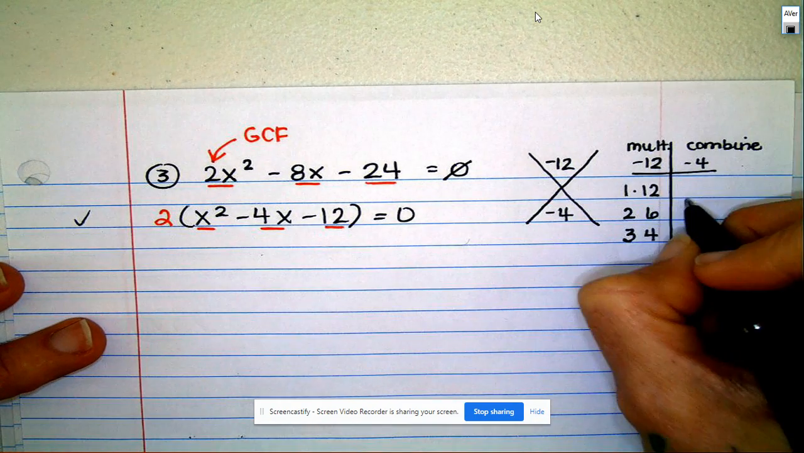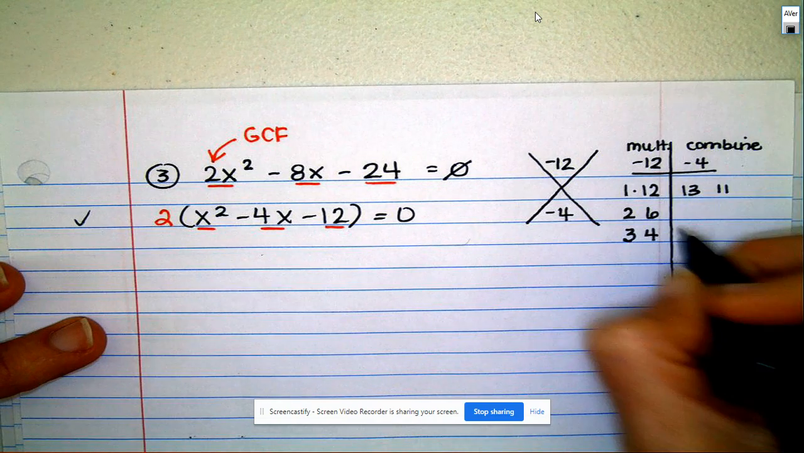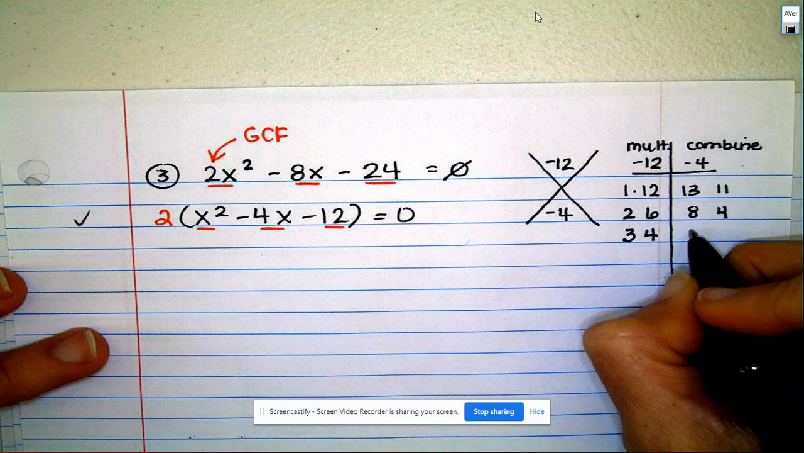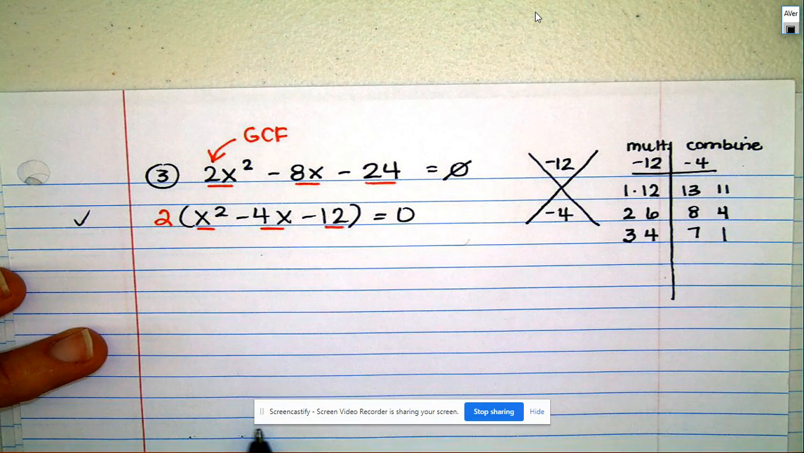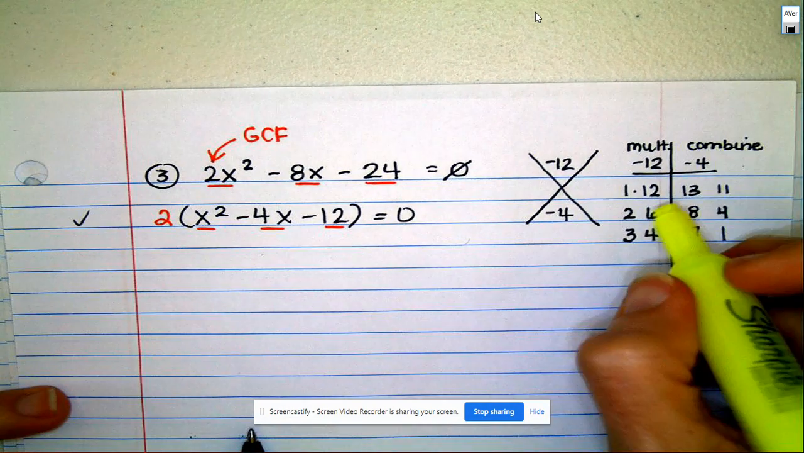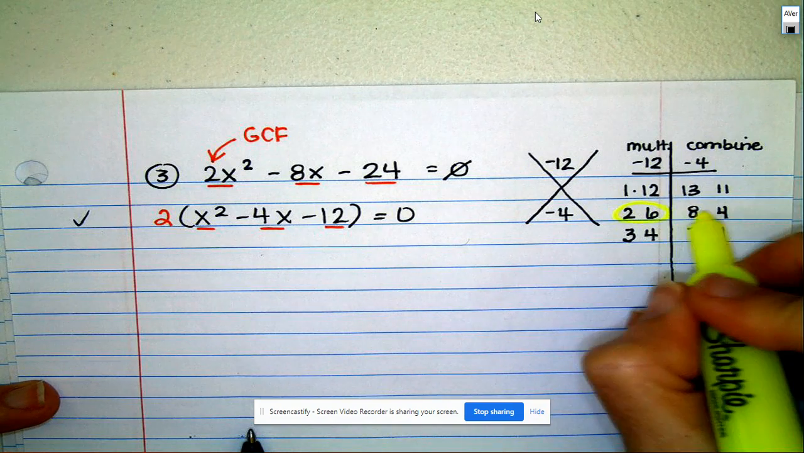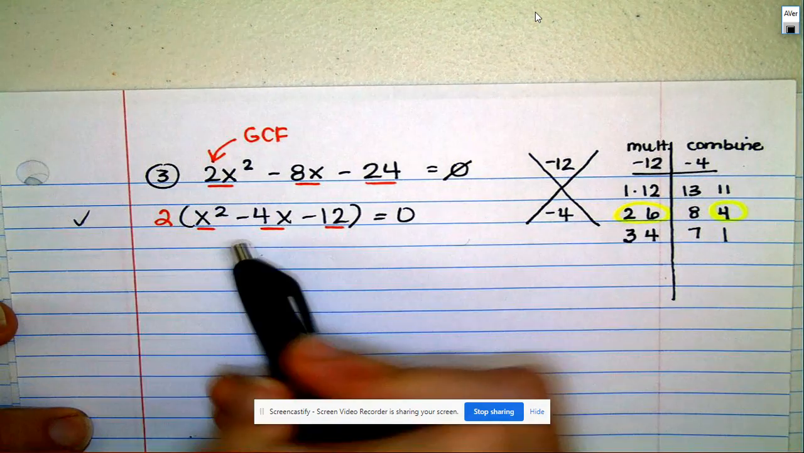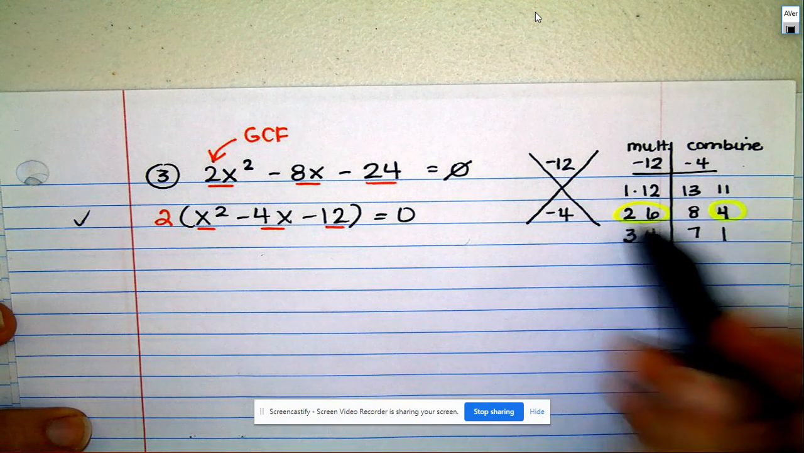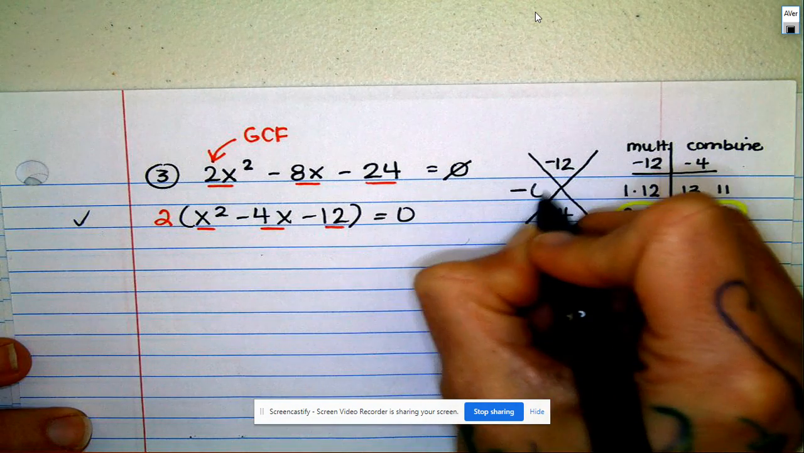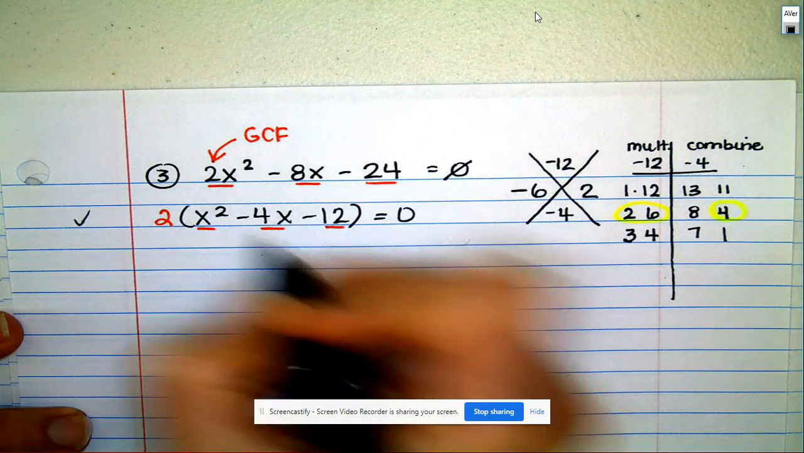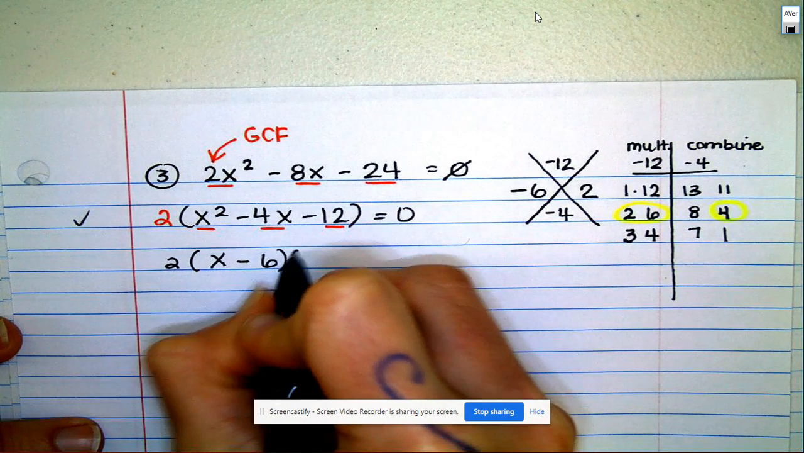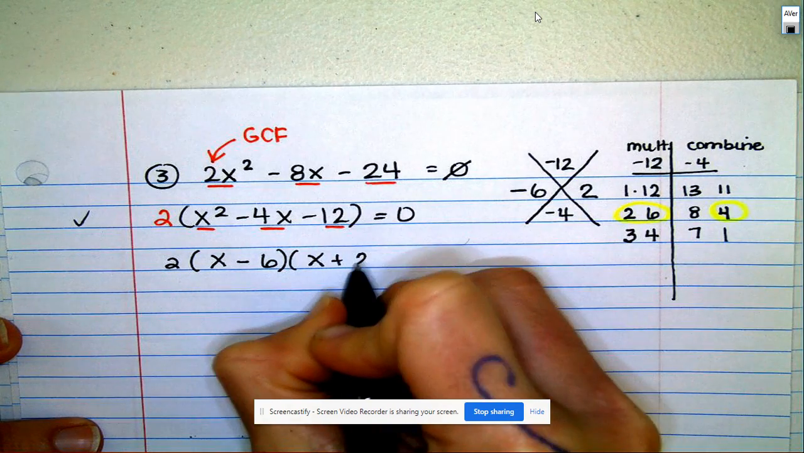1 and 12 is going to either give me 13 or 11. 2 and 6 is either going to give me 8 or 4. Looking good. And then I have 7 or 1. So we're looking at the same set. That's 6 and 2 again, because it could give me that 4, and that's what I need. I need a negative 4 because B is negative. So the biggest of these two, again, is going to be negative. And we're going to take our 2. So it's going to be x minus 6, x plus 2.